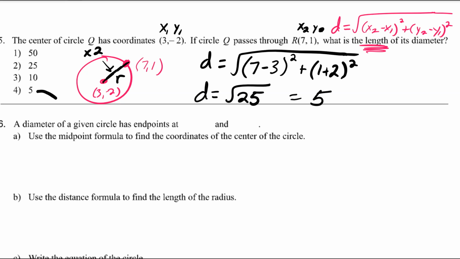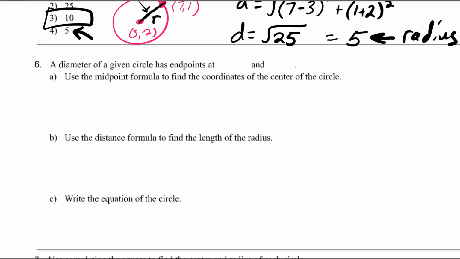Now look at that nice answer choice right there that's staring you in the face. I want you to read the question one more time and think about what this distance represents. I want to find the diameter, and that distance we currently found is the radius. So my whole diameter would be twice that length, or 10. So just keep that in mind.